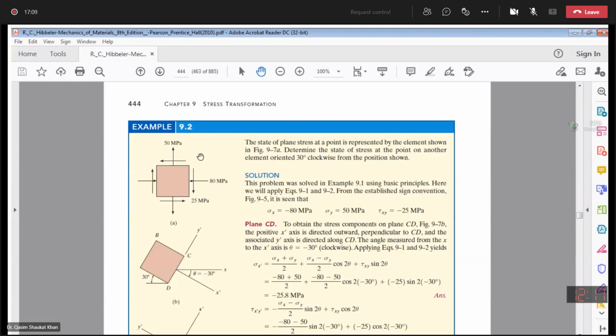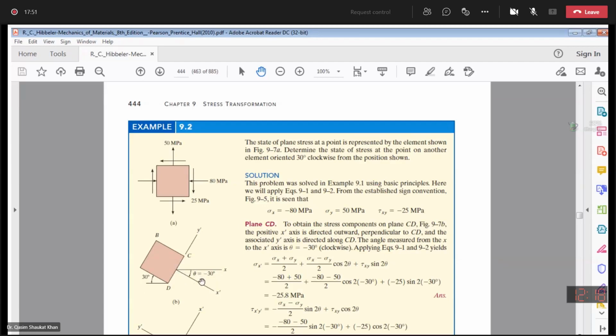So this is the data. Then the question is on another element which is oriented 30 degrees clockwise. As we know, counterclockwise rotation is positive, clockwise rotation is negative, and we have 30 degrees clockwise. So this is your x-axis and this is oriented at 30 degrees clockwise. So x dash is this. Noted here, theta will be negative here. Theta is negative. Is this point clear?